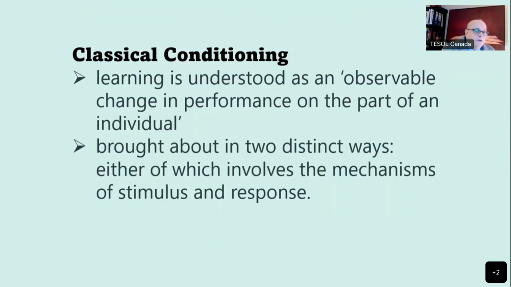So classical conditioning, this is connected to the grammar translation method, which is also known as the classical method. But classical conditioning is the process of learning which is understood as an observable change in performance on the part of an individual. If a learner does not change their performance, then they're not really learning the material in a helpful manner. So this is brought about in two distinct ways, either of which involves the mechanisms of stimulus and response.